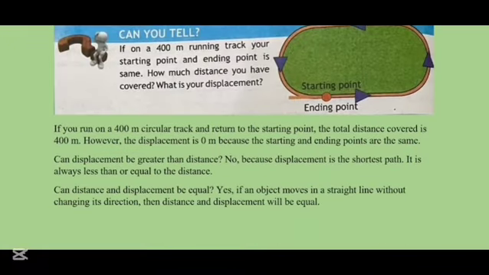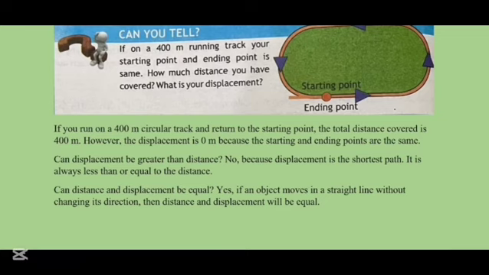If you run on a 400-meter circular track and return to the starting point, the total distance covered will be 400 meters. However, the displacement, which is the shortest distance covered, will be 0 meters because the starting point and the ending point were the same. Now, can displacement be greater than distance? No, because displacement is the shortest path. It is always less than or equal to the distance.